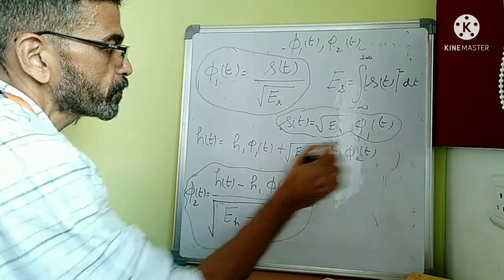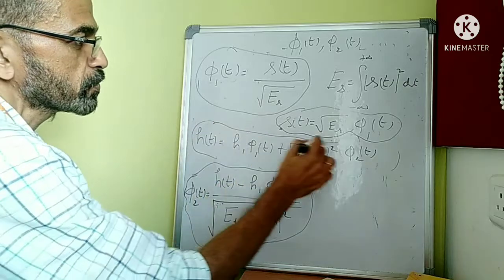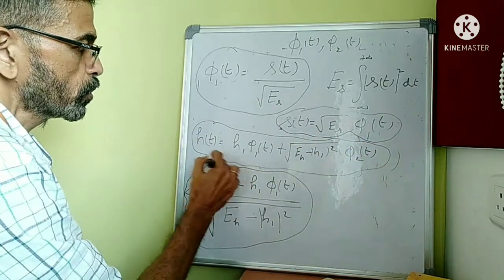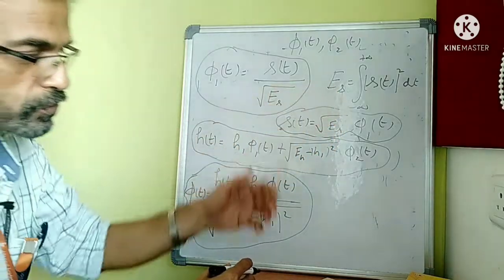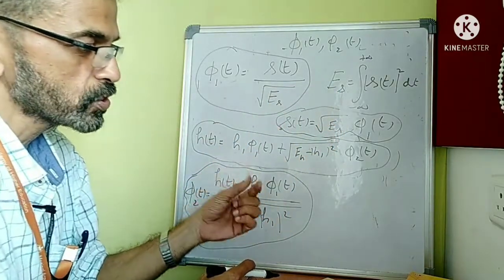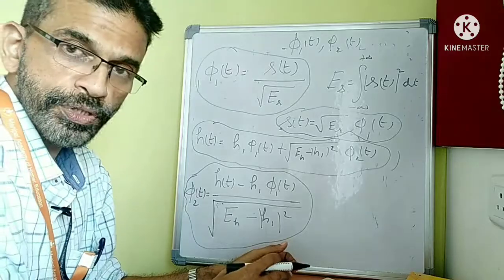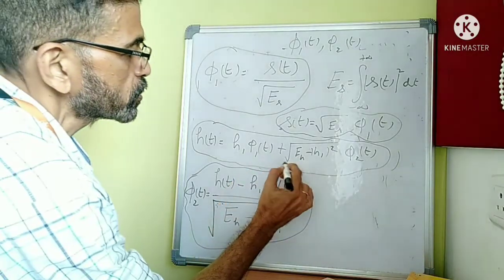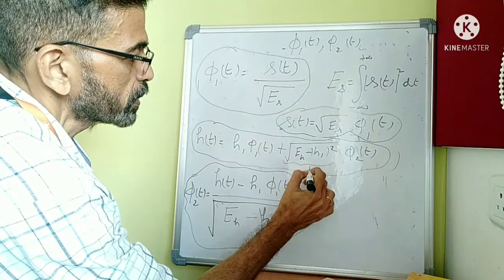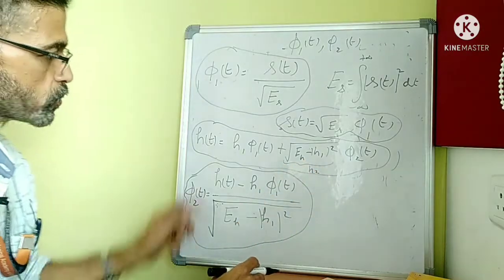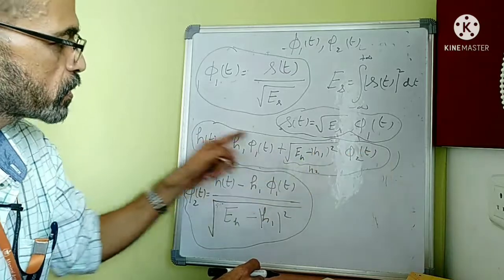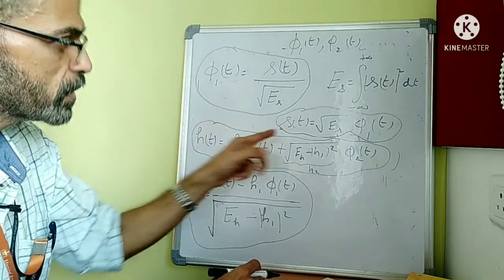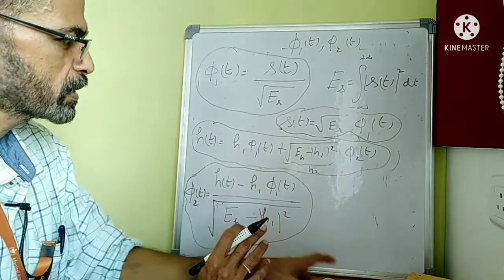phi 2(t). So I have the series representation for h(t) also, where this is h1, and h1 I told you already what it is. h1 is an integral of h(t) multiplied by phi 1 conjugate (t), and this would hence be h2. So h1 phi 1(t) plus h2 phi 2(t), h2 is this, and we have the series representation of h(t) here, and s(t) has already been represented here like this.